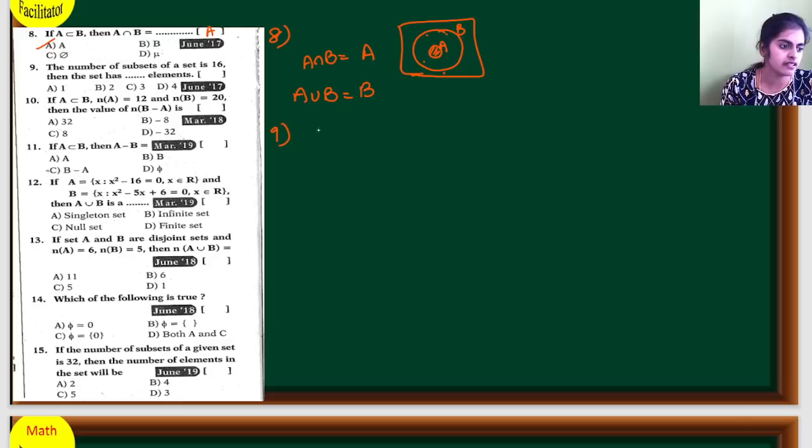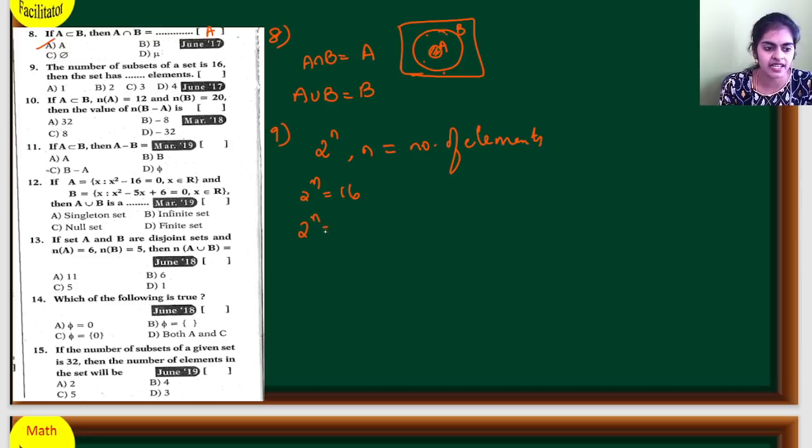Now question number 9. The number of subsets of a set is 16. Then the set has dash elements. Number of subsets, you will get it by 2 power n, where n is the number of elements. So here it is given 2 power n equal to 16, which means 2 power n I can write as 2 power 4, or n equal to 4. So the number of elements are how many? There are 4 elements. Look at question number 10. A is a subset of B.